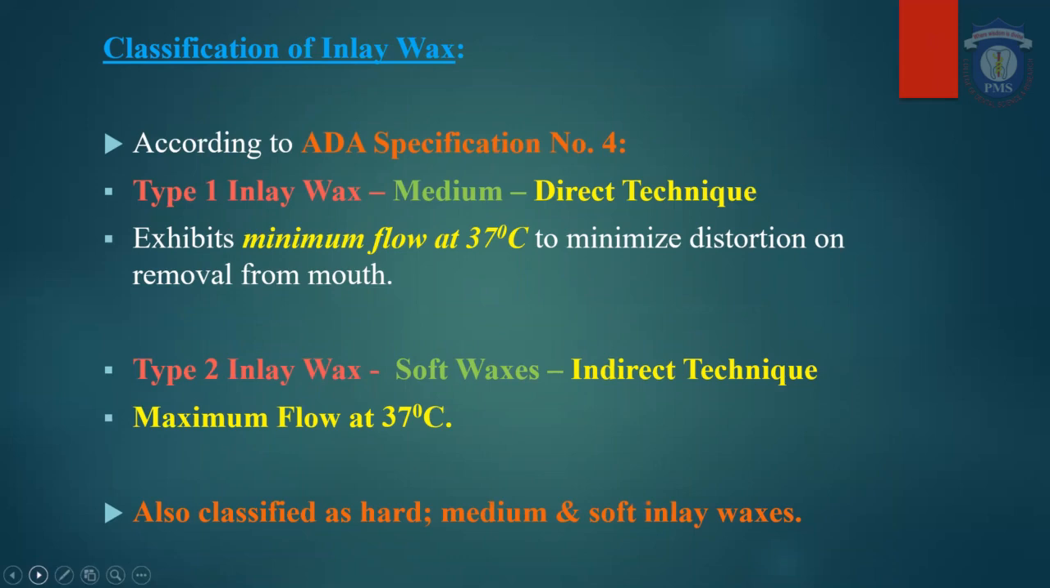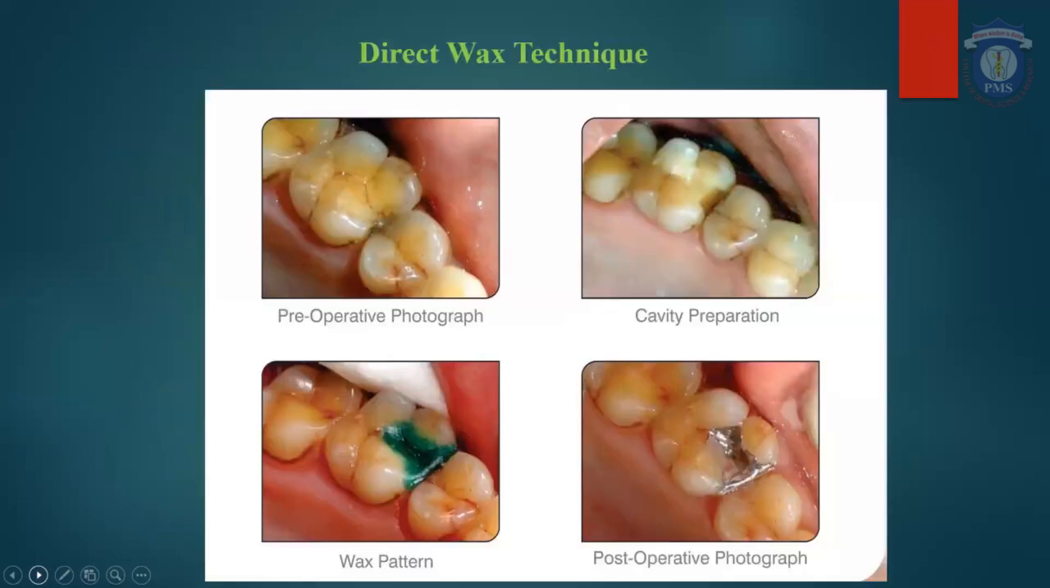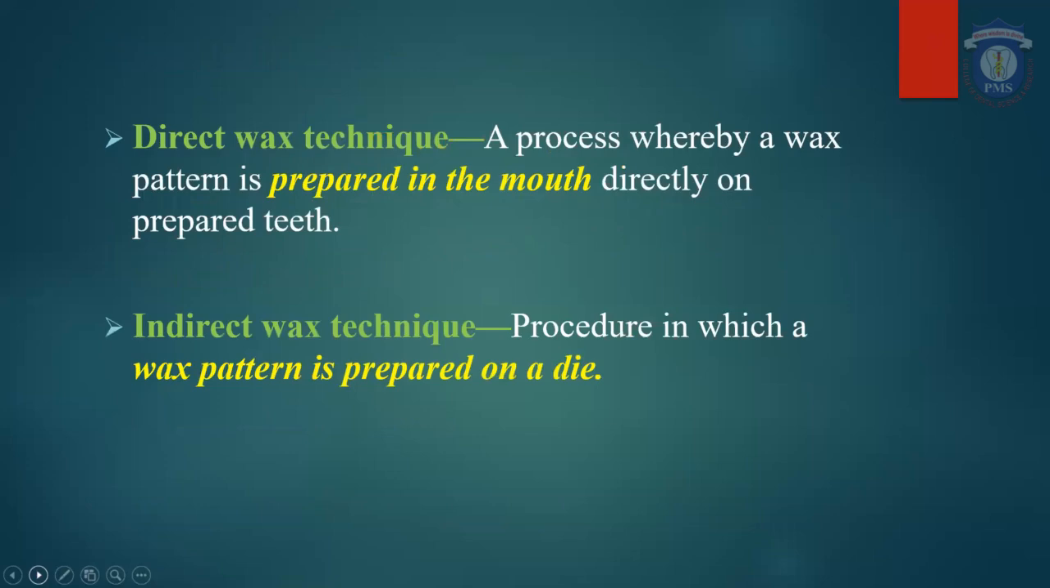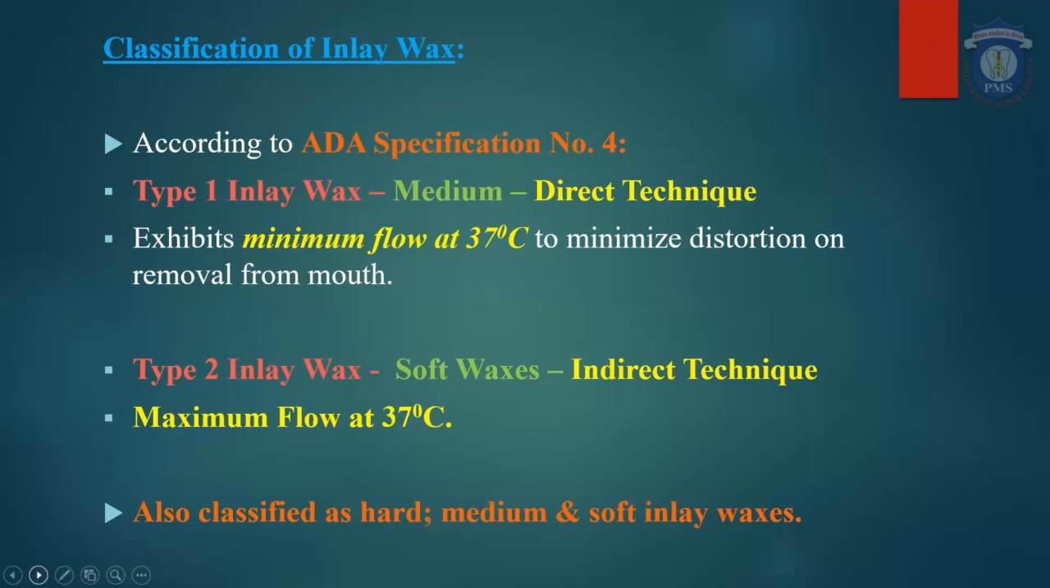Then type 2 inlay wax is soft wax, mainly used in indirect technique. There it has a maximum flow, because in indirect technique the wax pattern is prepared on a refractory die. The procedure is done outside the mouth, so it will be subjected to a lower temperature. So they are soft waxes for indirect technique that have a maximum flow at 37 degrees Celsius. They are also classified as hard, medium, and soft inlay waxes.